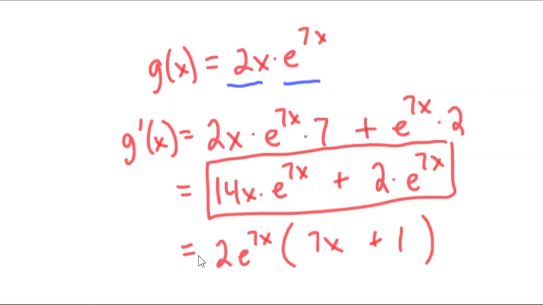So if it maybe gave you this as a multiple choice answer, maybe it wouldn't show you this as a possible answer or this one, but maybe it'd show you this. So it's good to know how to simplify. But let's write it as this, 14x e to the 7x plus 2e to the 7x.